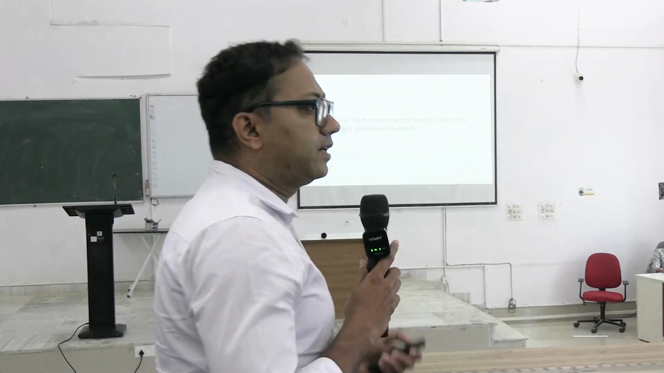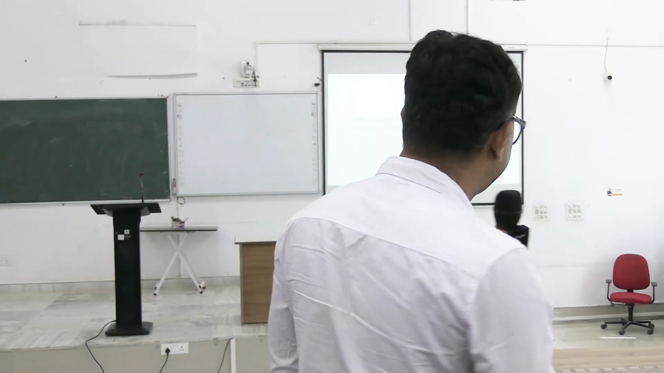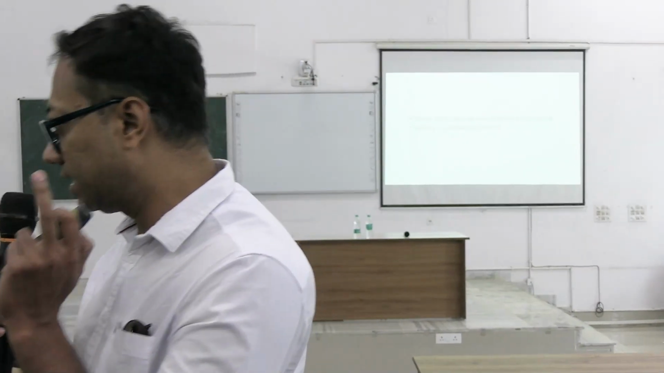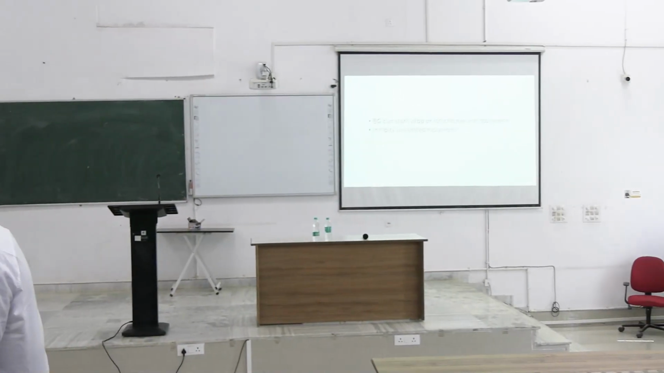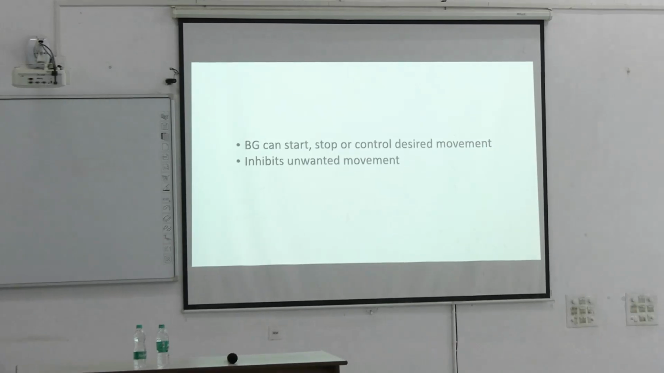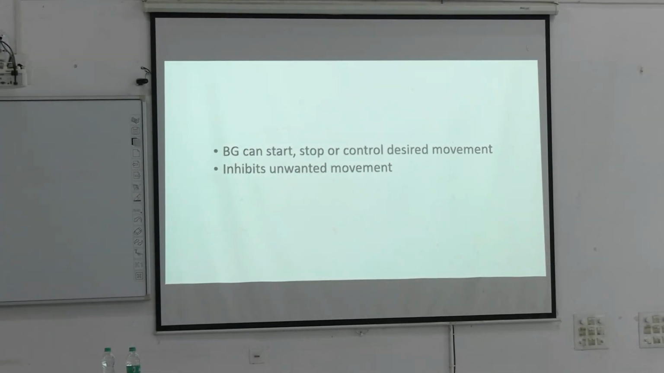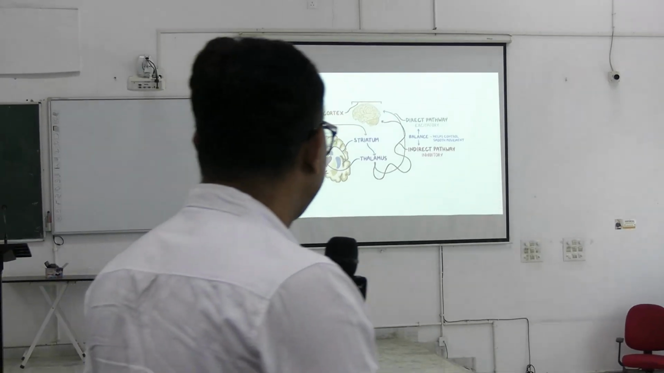So, basal ganglia can initiate, can start, can stop and control your desired movement, and it can also inhibit your unwanted movement. It will prevent your undesired movement.